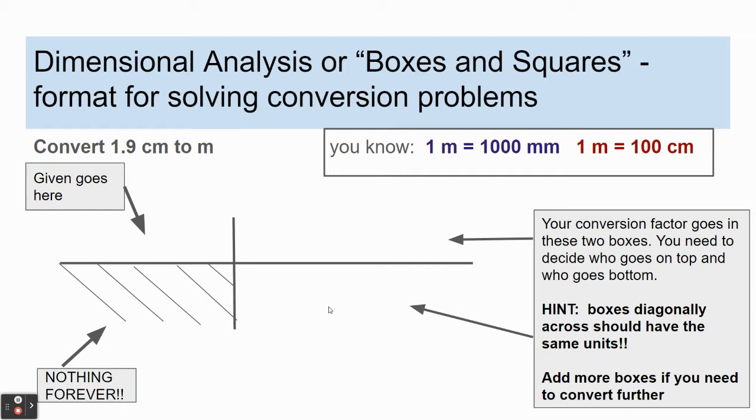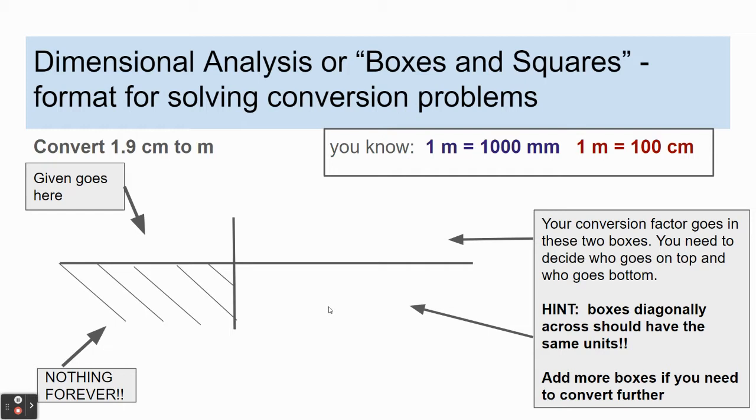Dimensional analysis is nothing more than a proper way of solving problems, where you can actually see the units getting canceled out, and it presents a more or less ordered, organized format on how to solve conversion problems. So let's try to use this one. For example, I want to convert 1.9 centimeters to meters.